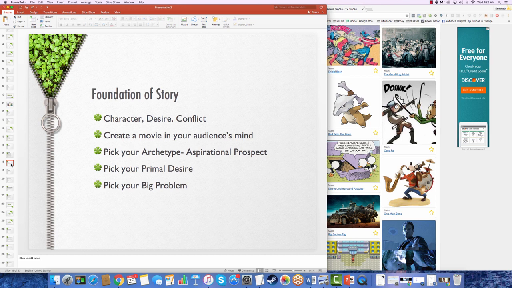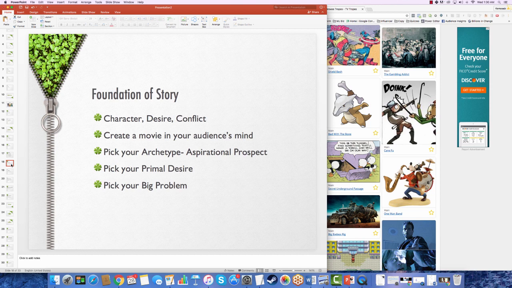The next part is create a movie in your audience's mind. As I said earlier in this training, they don't want to be informed, they want to be entertained. And if you can educate them while entertaining them, all the better. But you gotta create the story in their mind first. The reason for that is because they will tune out so easily if they're not enraptured by your story. So start that story early, if not right at the very beginning of your sales piece.